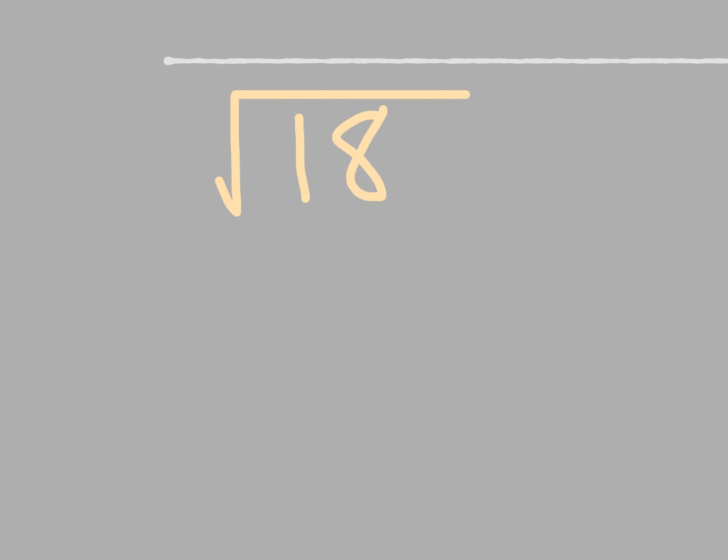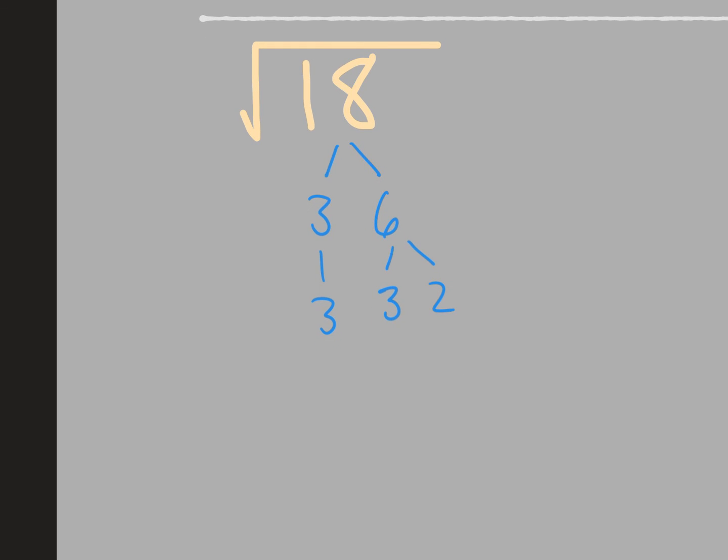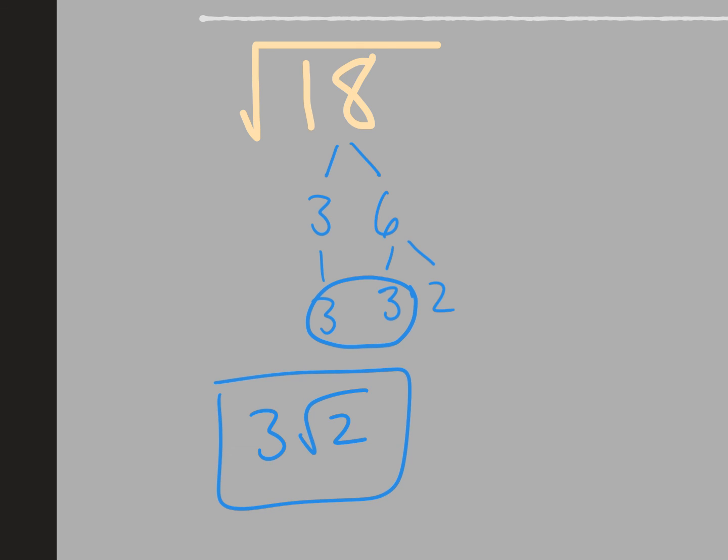All right. Square root 18. What are 2 factors of 18? 3 and 6. And 2 factors of 6? 3 and 2. Do I have any pairs? I have a pair of 3s. So what's going to come to the outside? 3. And what stays on the inside? 2. So 3 square root 2.